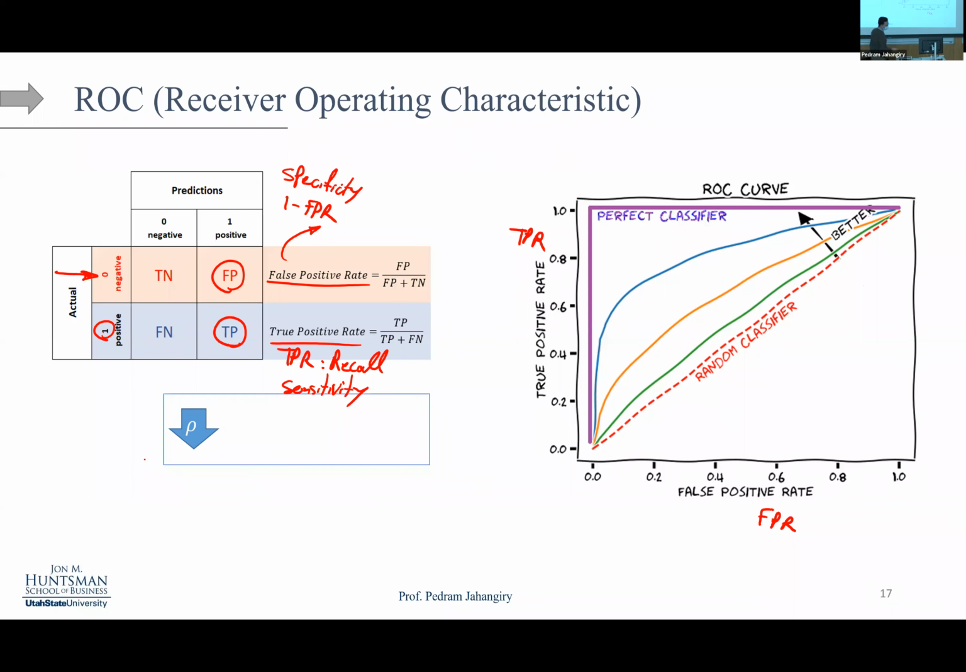So an example for reducing the threshold can be a COVID test, right? You're interested in reducing the threshold because you want to make sure that the false negatives are minimized. You don't want to send out people with positive out there in the society. I want you to focus on the confusion matrix. If I reduce the false negatives, what will happen to the true positive rate? It increases, right? Because the denominator is decreasing. So the true positive rate is increasing.